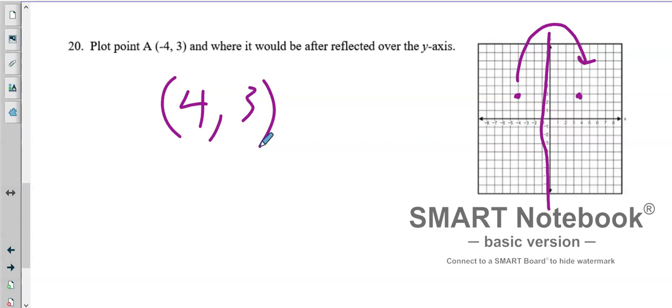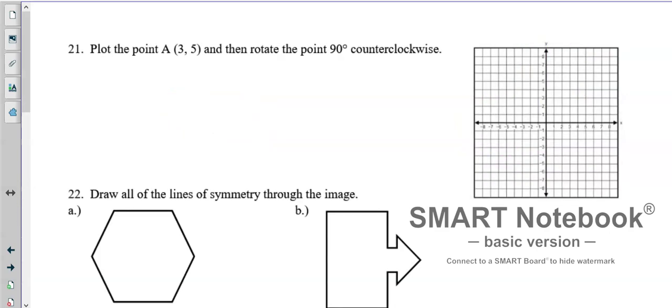Now, it didn't do it, but if it was folding it over the x-axis, you would go down there. And that would be at negative 4, negative 3. Again, not what I was asking, but just for studying purposes, getting ready for the test, that would be folding over the x-axis.